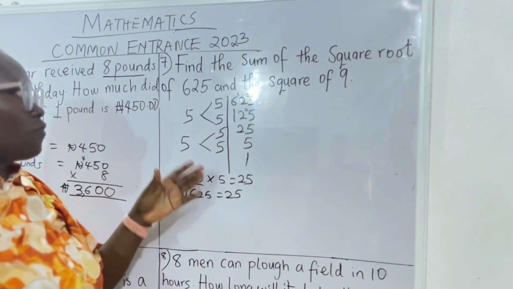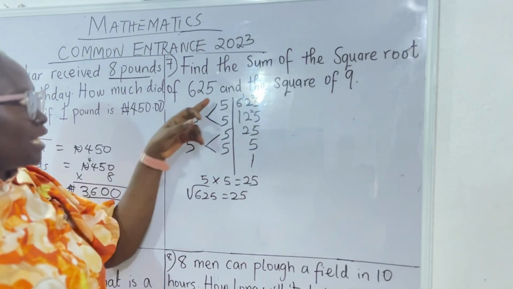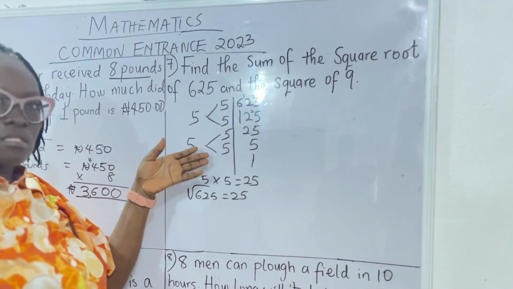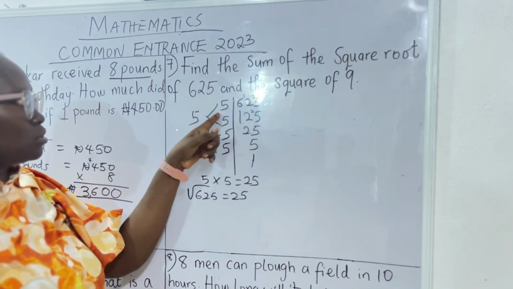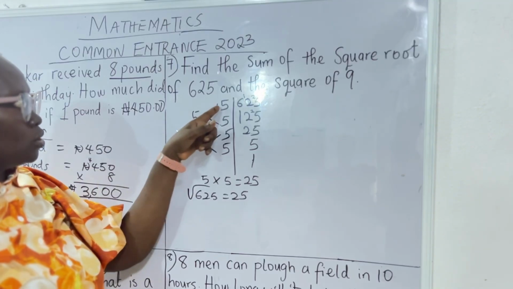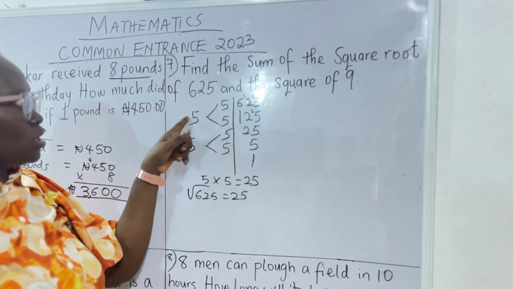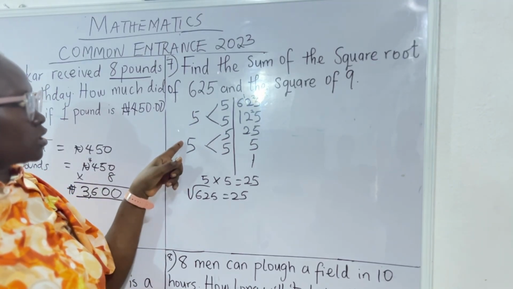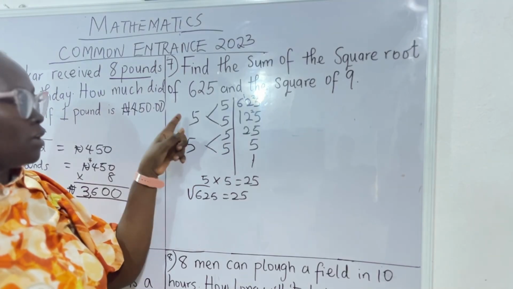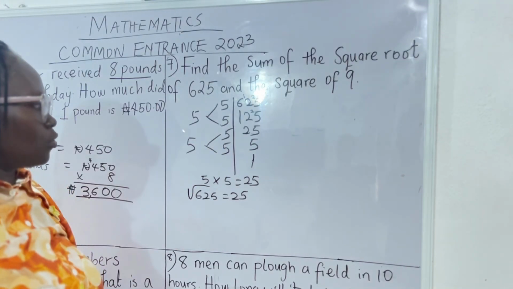If you are asked to find the cube root, then you take it in what? Threes. But if it's square root, you pair it up. So 2 of this will give you 1, 2 of this will give you 1, because 5 squared is 25. I hope you understand that.